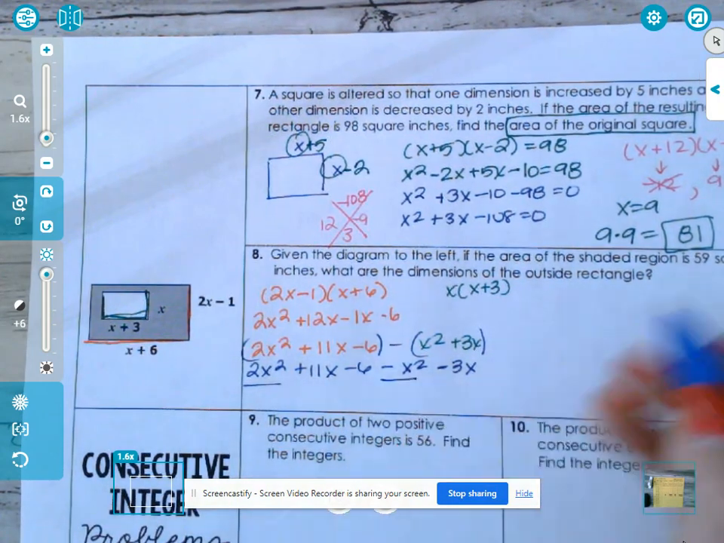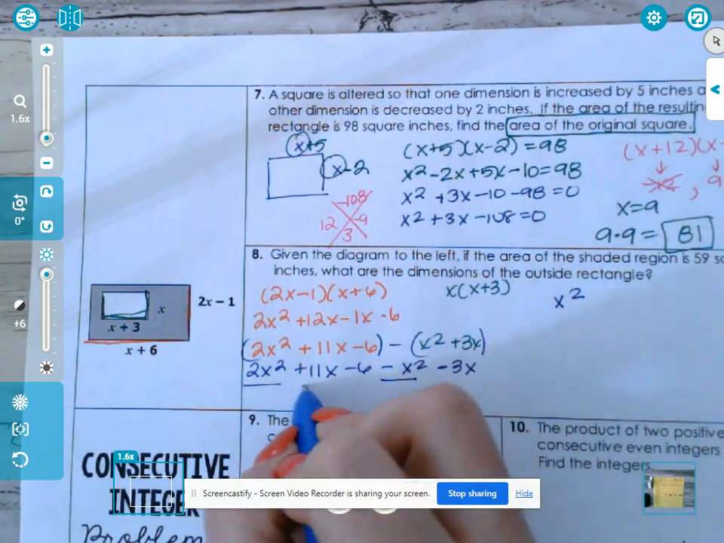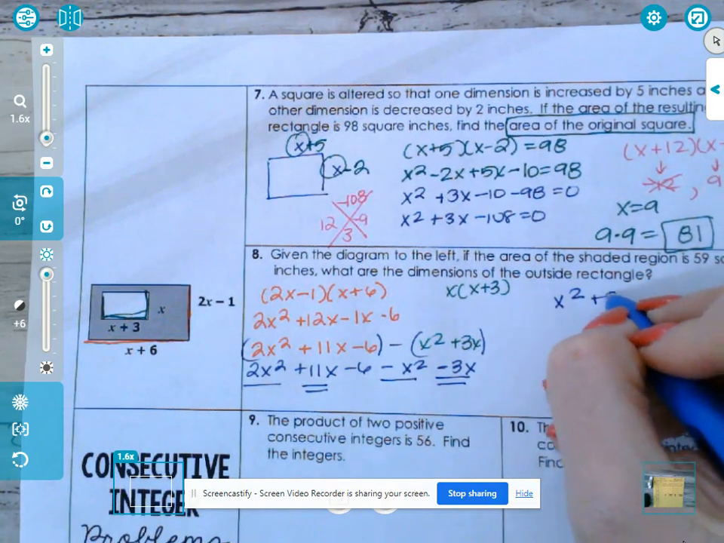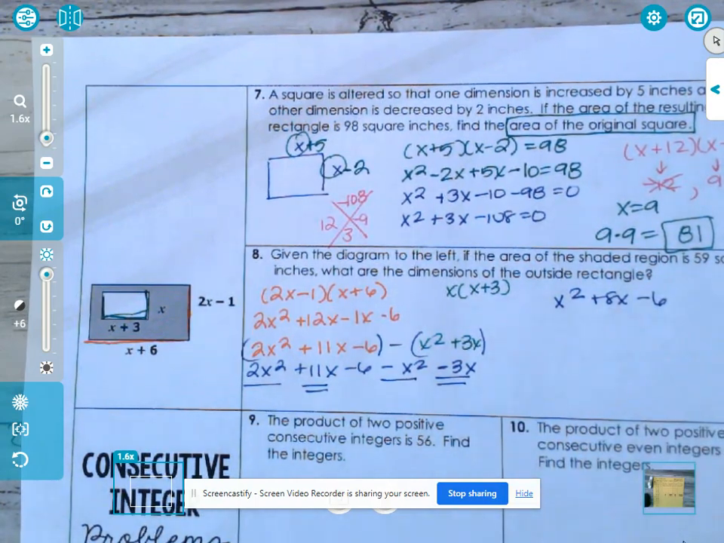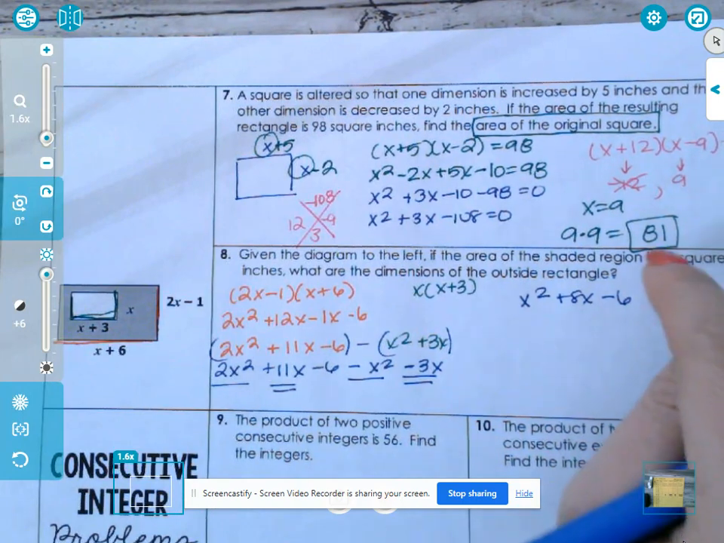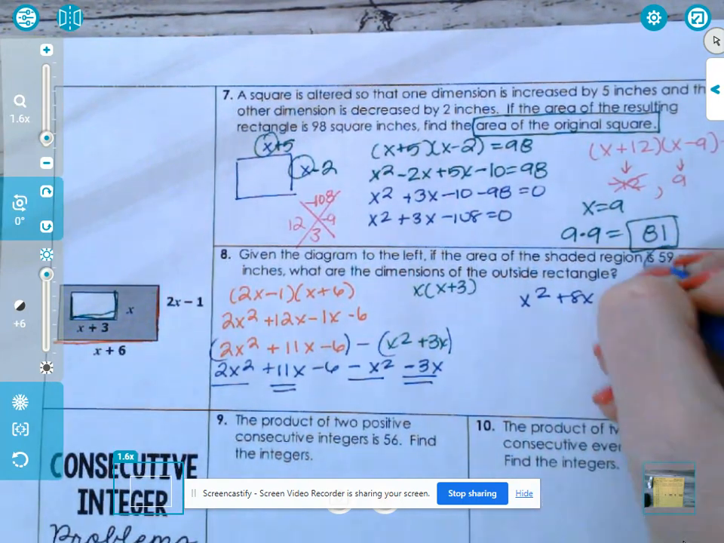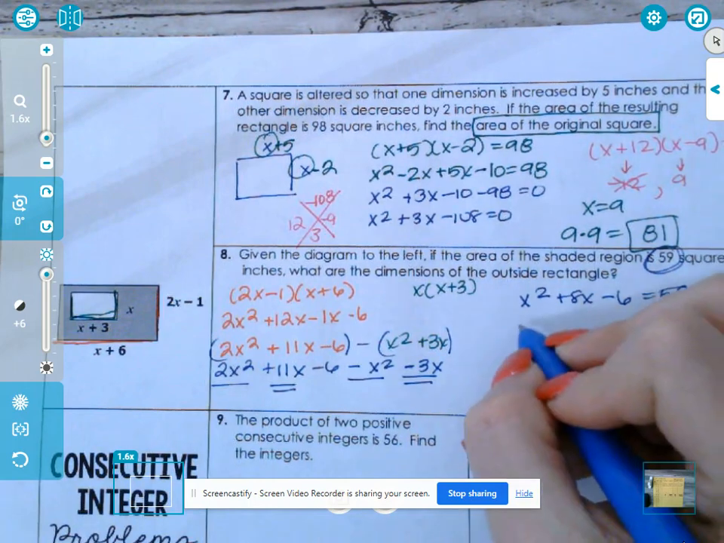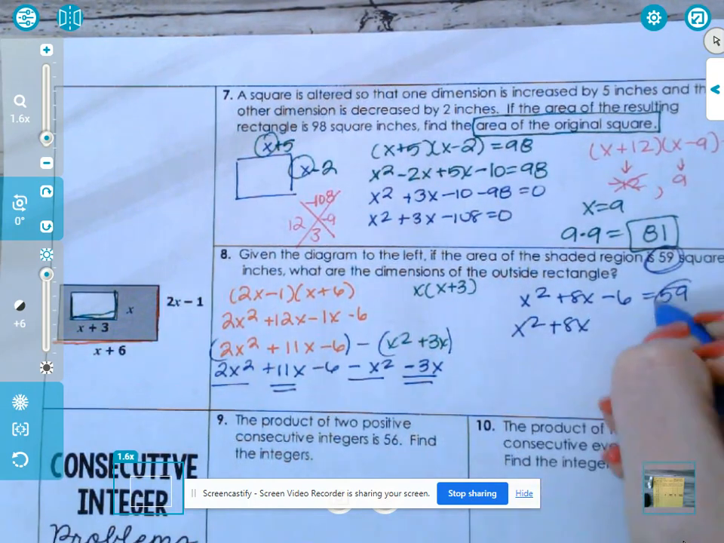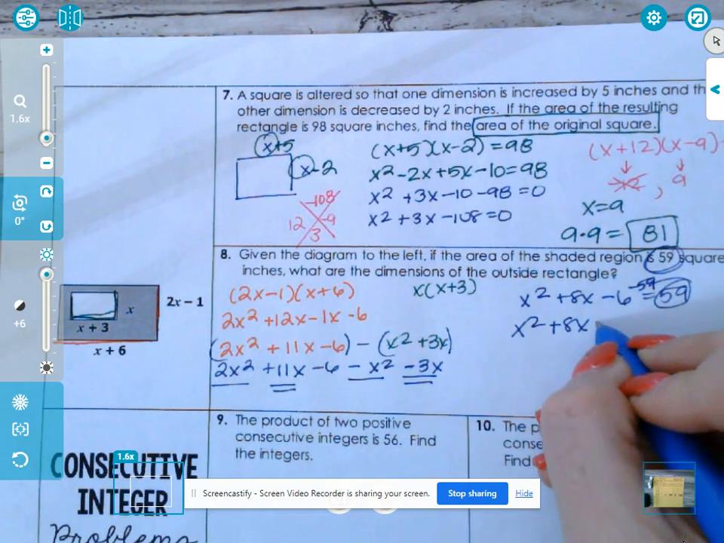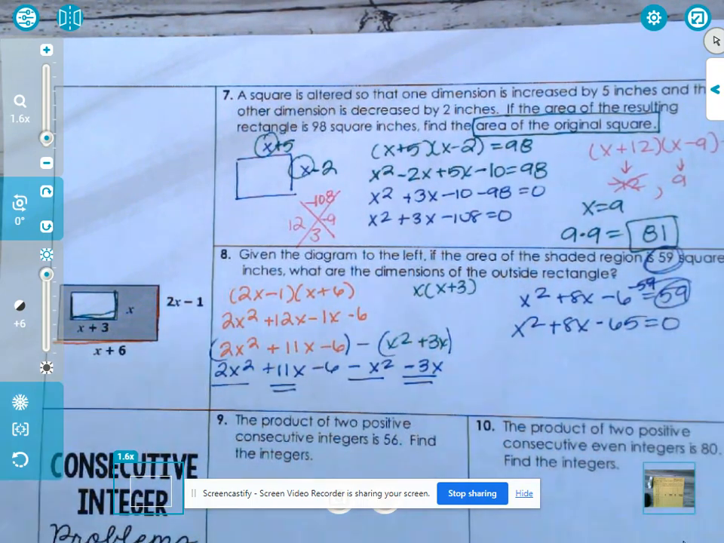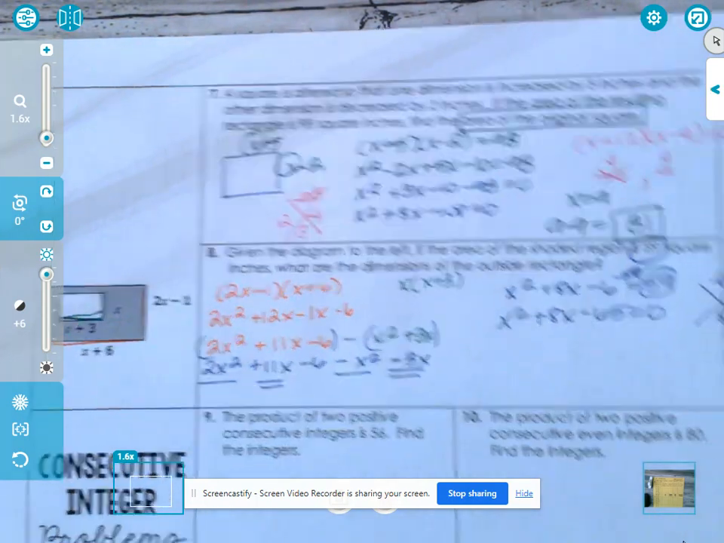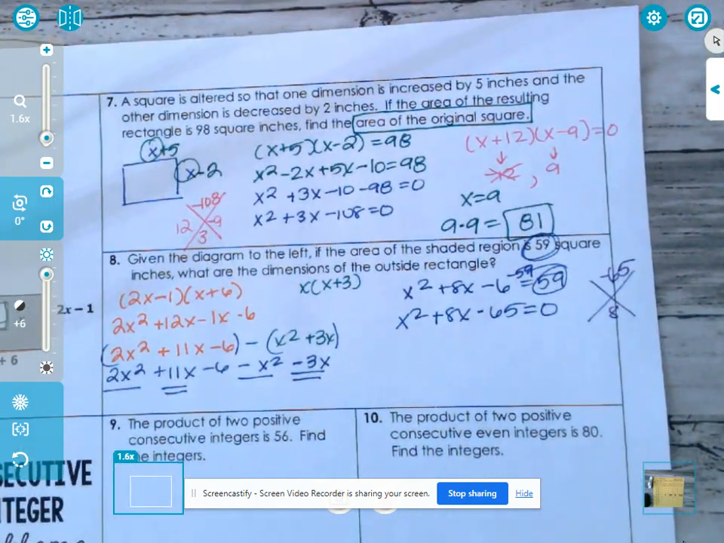And we're going to combine like terms. So 2x squared minus x squared is 1x squared. 11x minus 3x is 8x. And the minus 6 just comes down. But reading the problem, it says the area of the shaded region, which is now what we found, is 59. So I need to move that 59 over and subtract it, which gave me a negative 65. And here's what we're x boxing. Okay, so we're going to x box with 65 and 8.